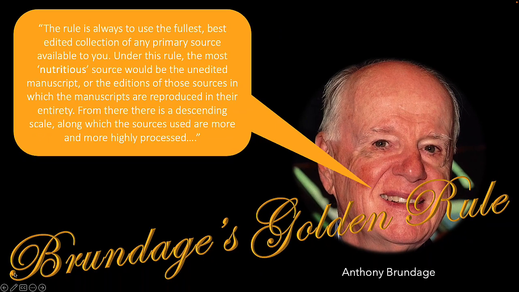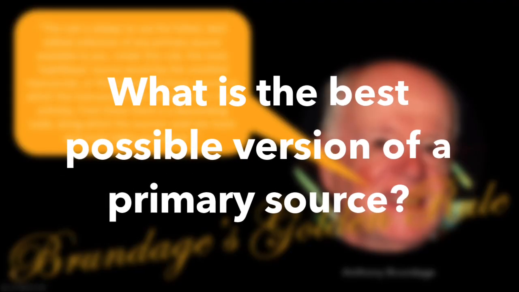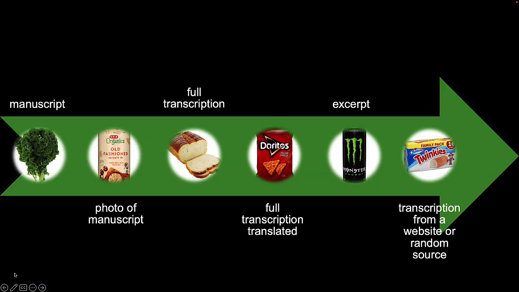Okay, what does Brundage mean here? Basically, he's saying that the historian must seek to get the best possible version of the primary sources that she or he intends to use. This is Brundage's golden rule. You have to try to find the best possible version of the primary sources that you incorporate in your research. So, this begs the question, what's the best possible version of a primary source? Well, I'm glad you asked.